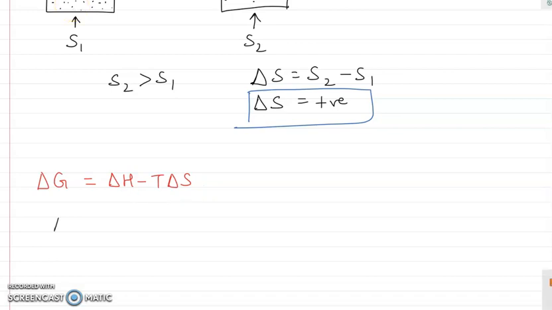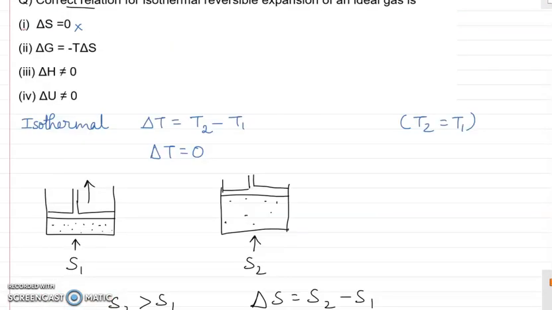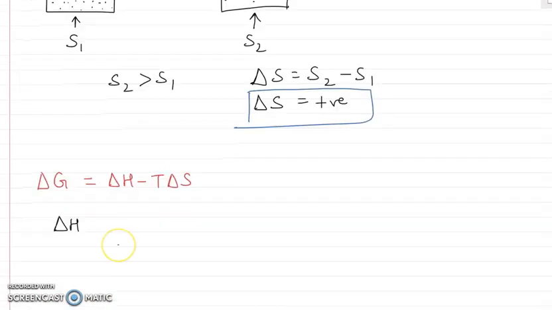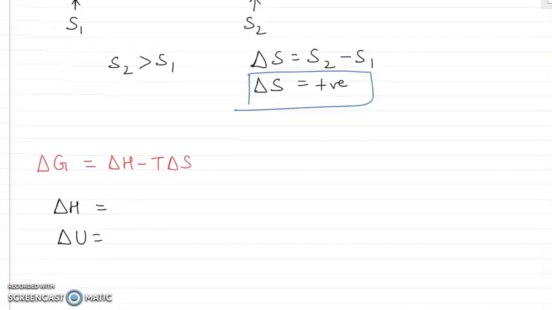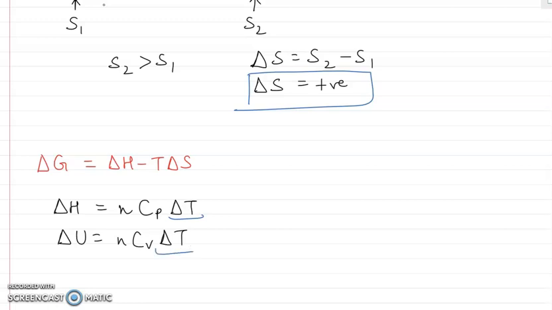So we will talk about del H, and the next option is also here, del U. We will talk about the del U and del H relation with temperature, because here del T is 0. There is no change in temperature. So the formulas are n Cp del T and n Cv del T. We can see in both the cases, in del H and del U, change in enthalpy and change in internal energy, there is del T. And we know that del T is equal to 0 for isothermal reversible expansion. So if we put the value 0 in both the cases, we would get that del H is also equal to 0.